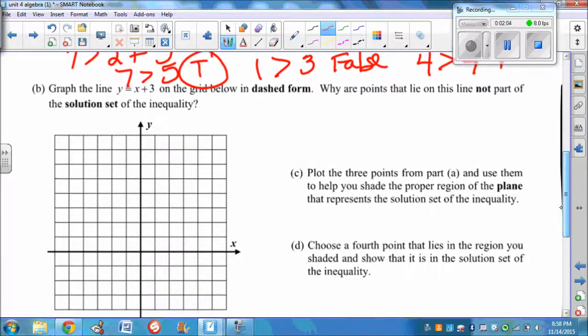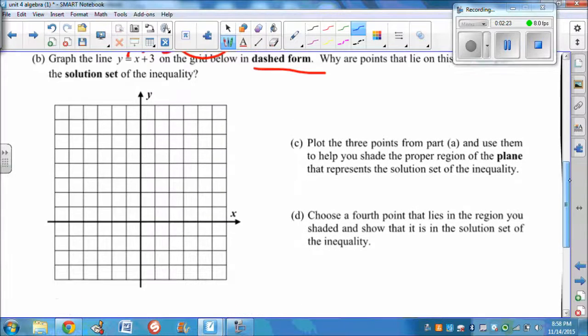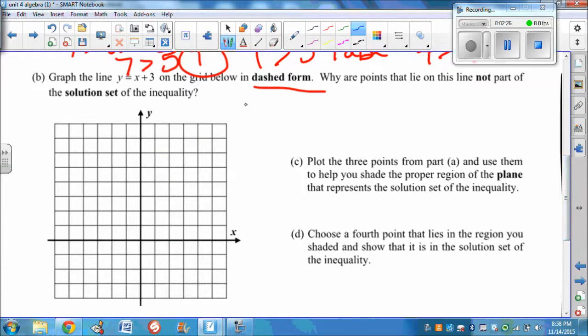So it says, graph the line y equals x plus 3 on the grid below in dashed form. So instead of making a solid line, they want us to make a dotted line. It says, why are the points that lie on this line not part of the solution to the inequality? So let's go ahead and do what they're asking, so that we've graphed y equals x plus 3.